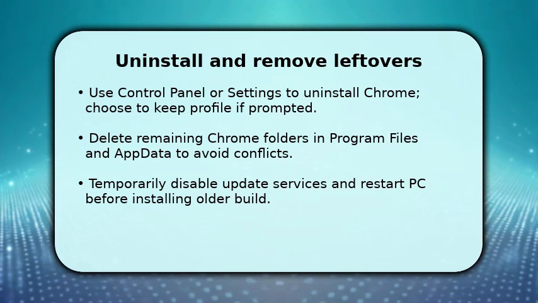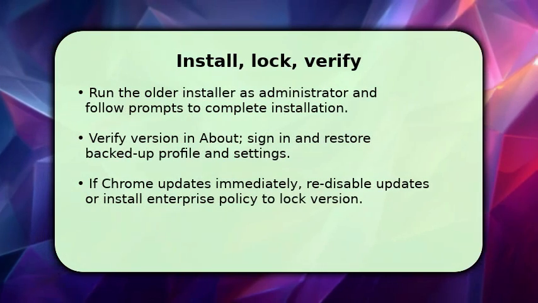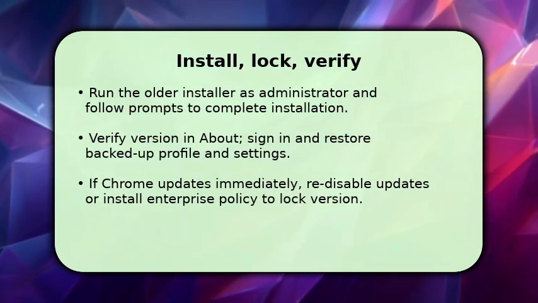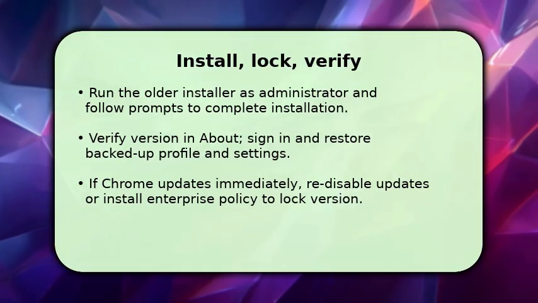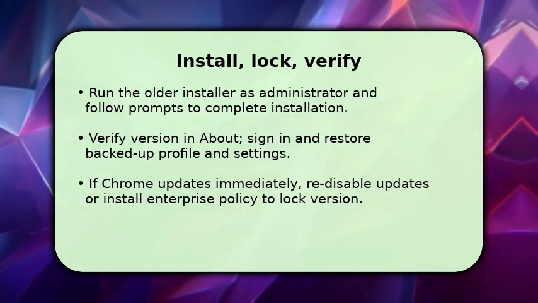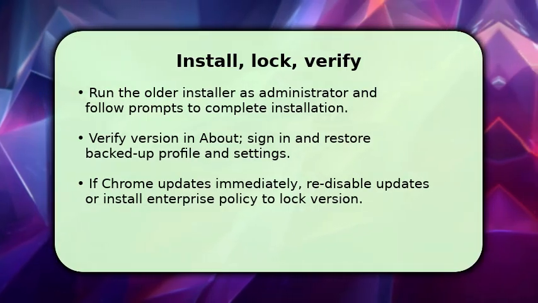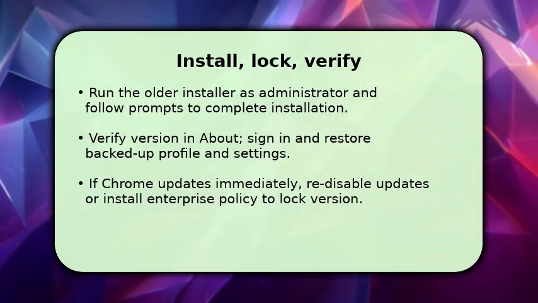You install the older build with elevated privileges so files replace cleanly. Run the installer, then open Chrome and check about to confirm the version. After that, sign back into your account and restore bookmarks and saved passwords from your backup.